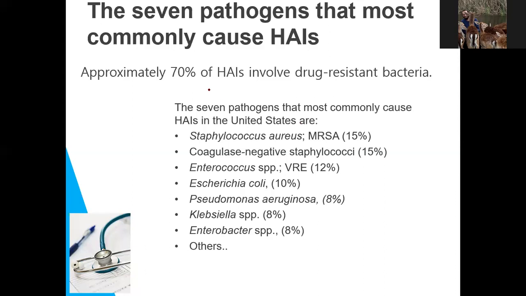And about 70% of these pathogens are drug resistant or antibiotic resistant bacteria. In first place we have Staph aureus, about 15%. CNS, which we call coagulase negative staph, also about 15%. So we have here 30% staph, half of them MRSA, or Staphylococcus aureus.